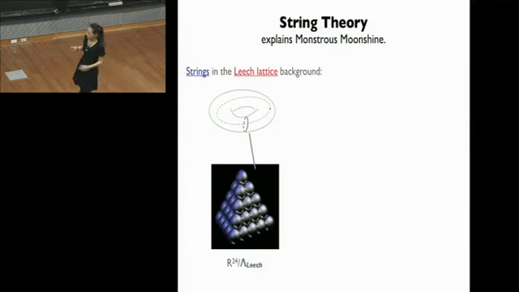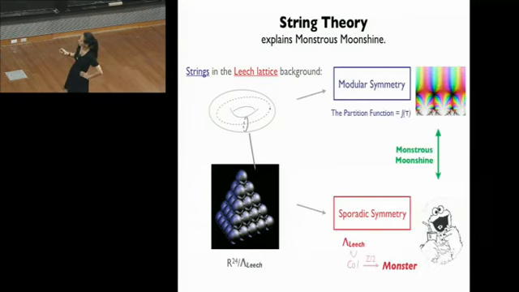So from the general picture that I told you about earlier, it's not surprising at all that the partition function has to be a modular form. And in this case, you can show that it is nothing but the J function, the modular invariant that we were talking about. On the other hand, this is just using the worldsheet symmetry here.